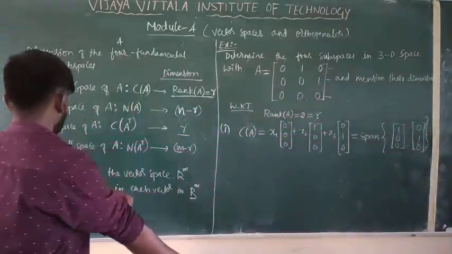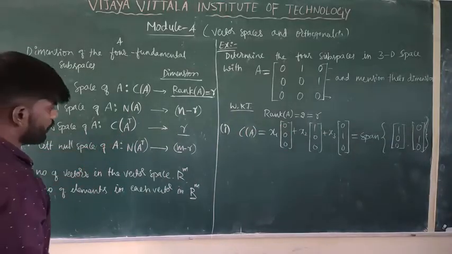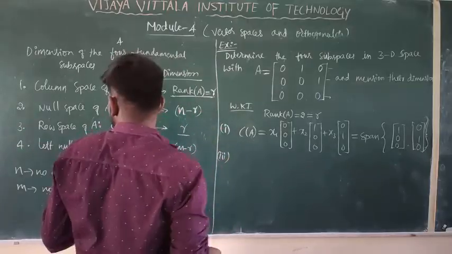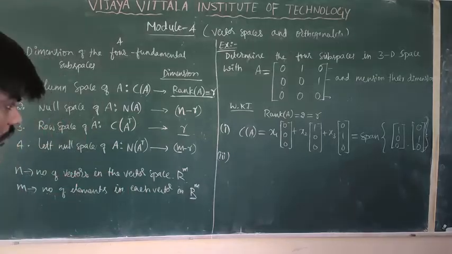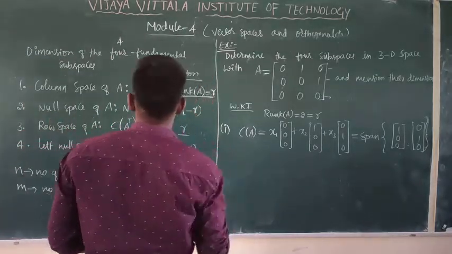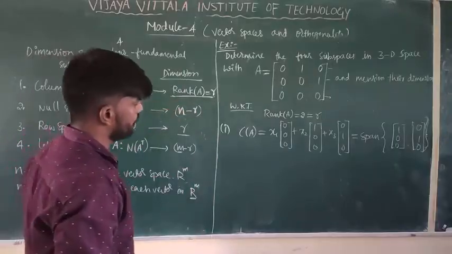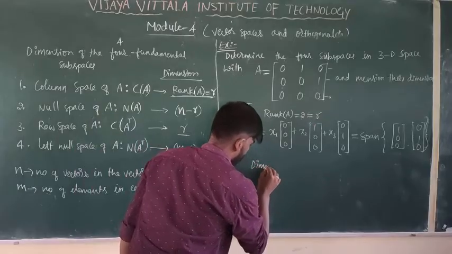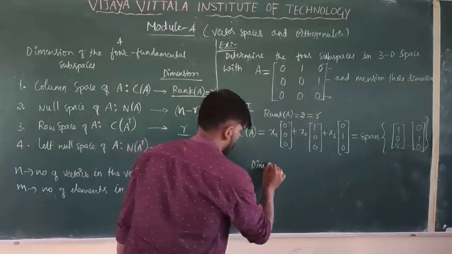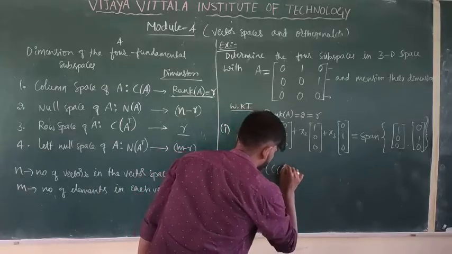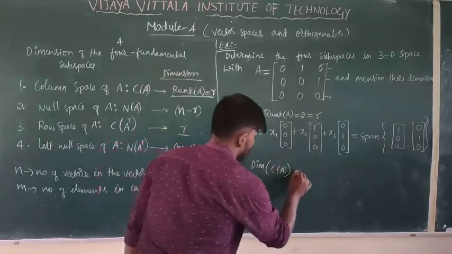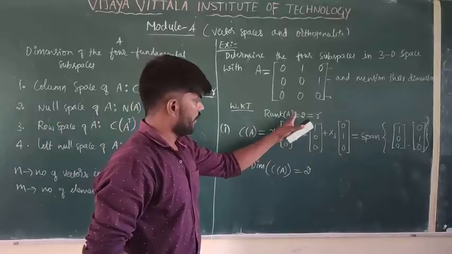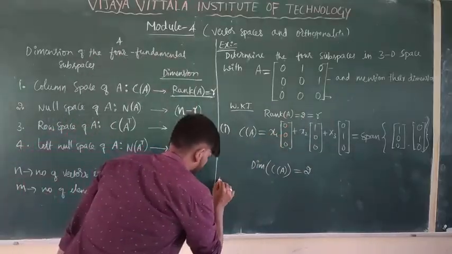Next, see the row space of A. Before that, we will find the dimension of the column space of A. What is the dimension? Here rank is 2. Therefore, the dimension of the column space of A, denoted by dim, is equal to the rank, which is equal to 2.